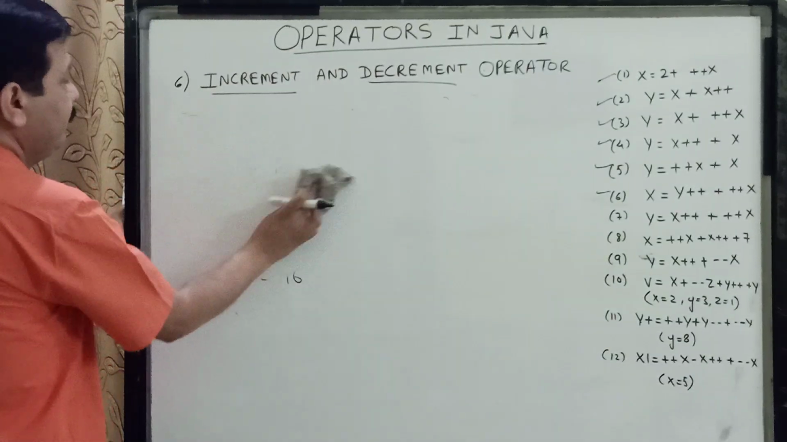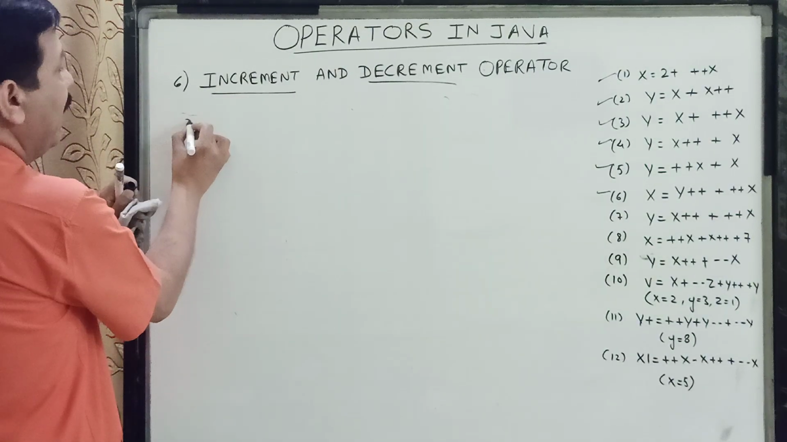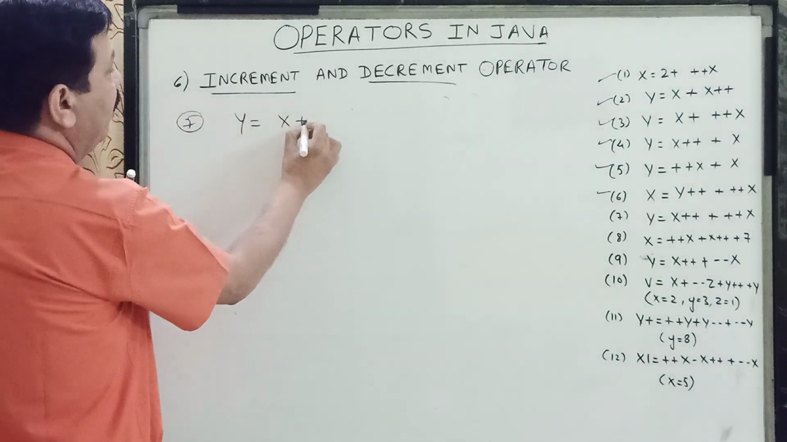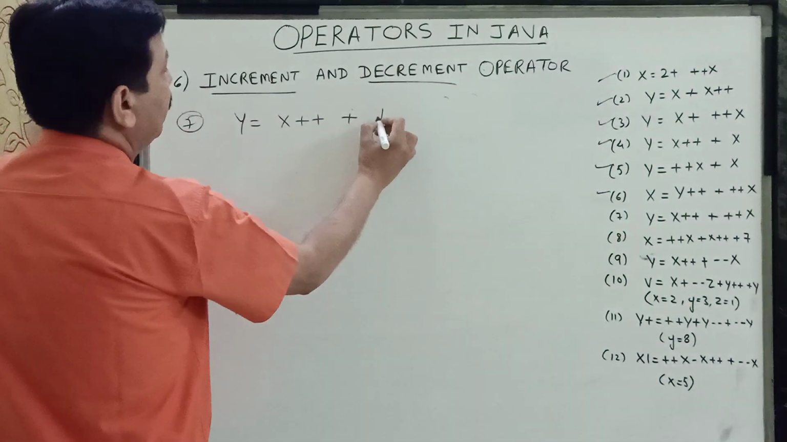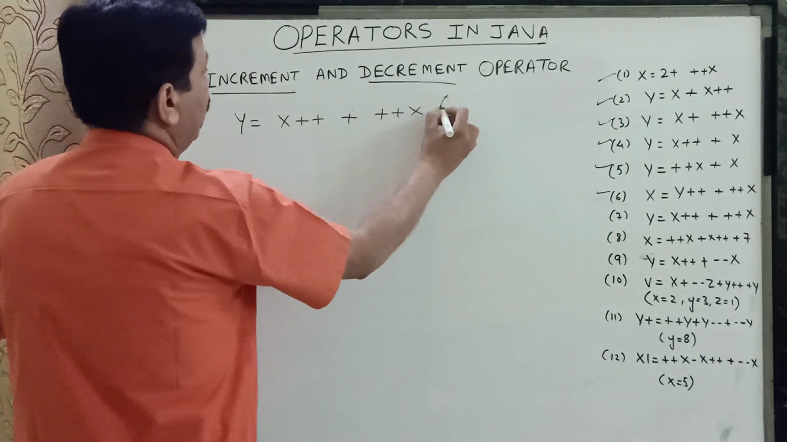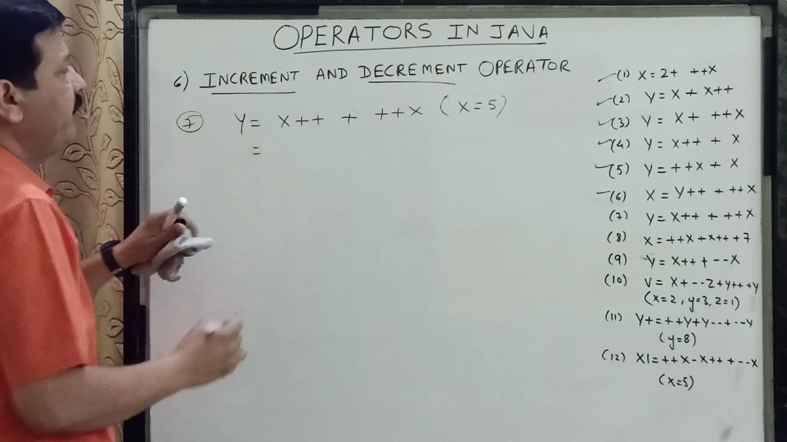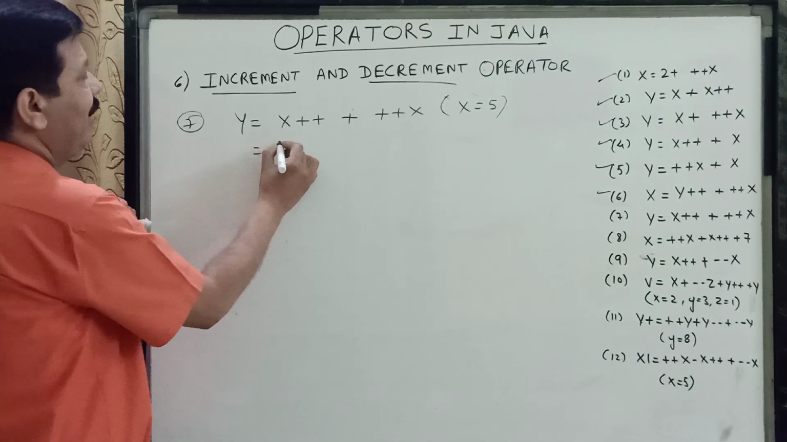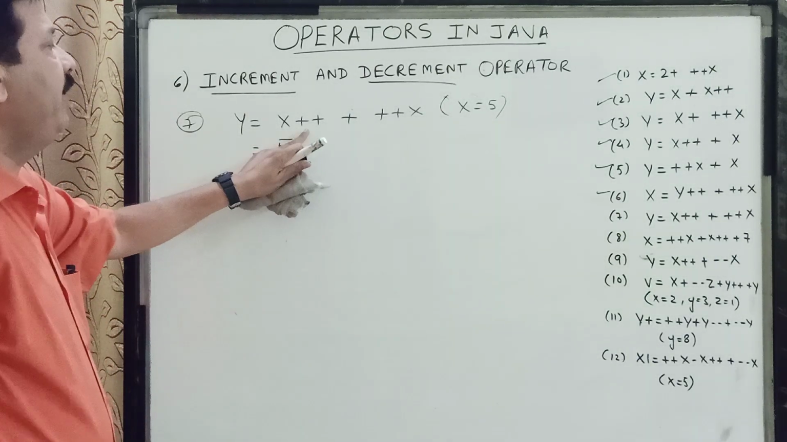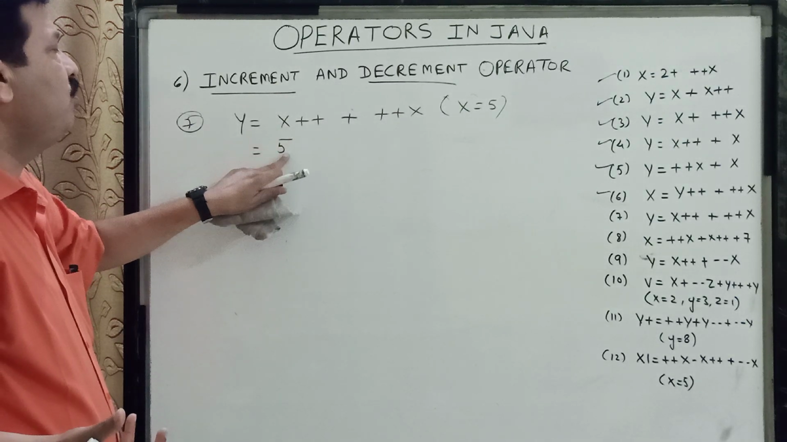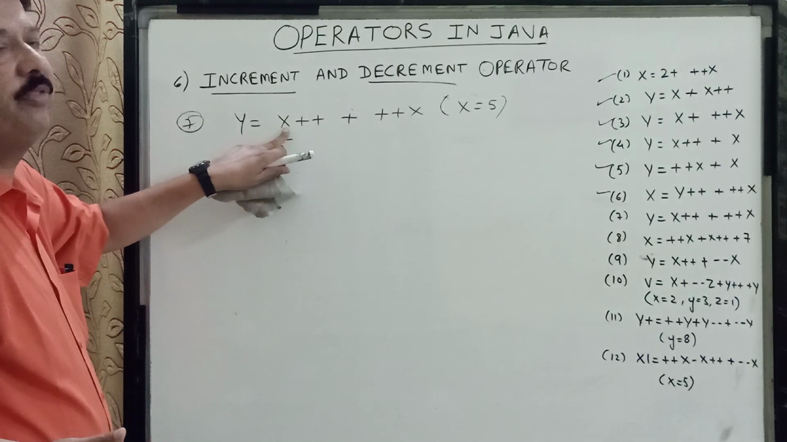The seventh one says y is equal to x++ + x. Now children, I take the value of x as 5. Since it is a post expression, I will write 5. But now its value is increased to 6. So after using this value, the value of x becomes 6.